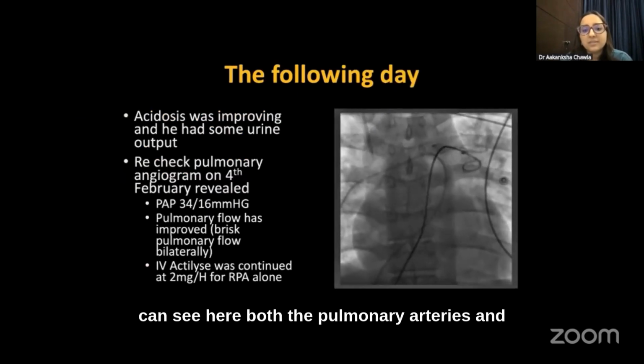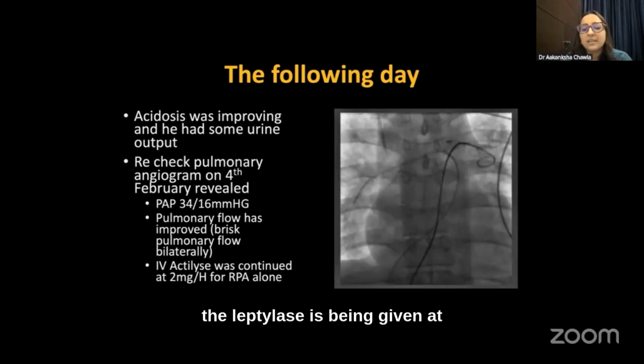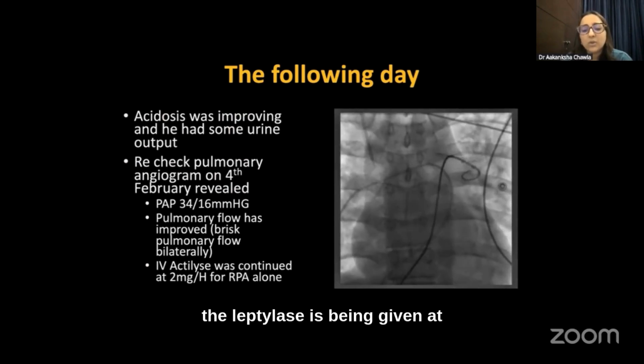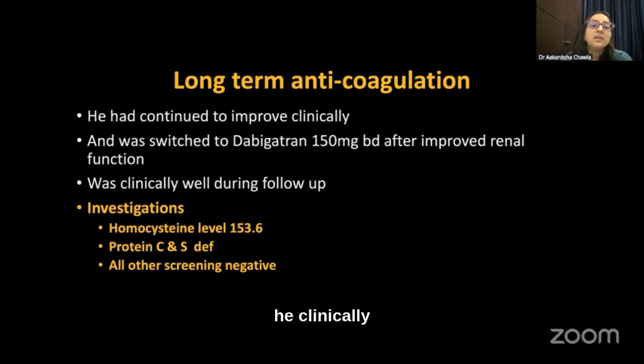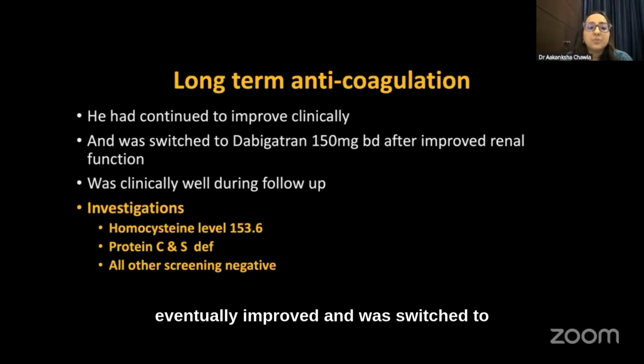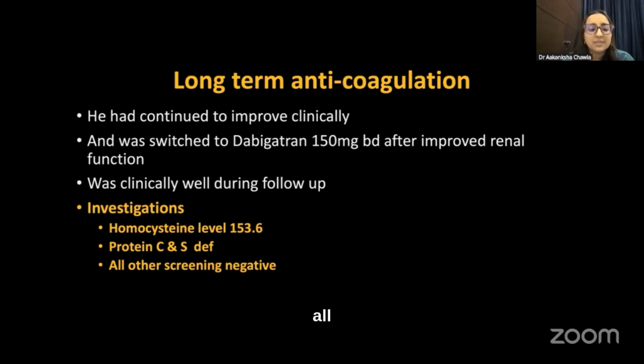As you can see here, both the pulmonary arteries and the alteplase is being given at 2 mg per hour. So he clinically eventually improved and was switched to anticoagulation with oral anticoagulant. And during follow-up also, he continued to improve, was clinically better. In his investigations during workup, it was found that he had a homocysteine level of 153 and he had protein C deficiency. All other screenings were negative.